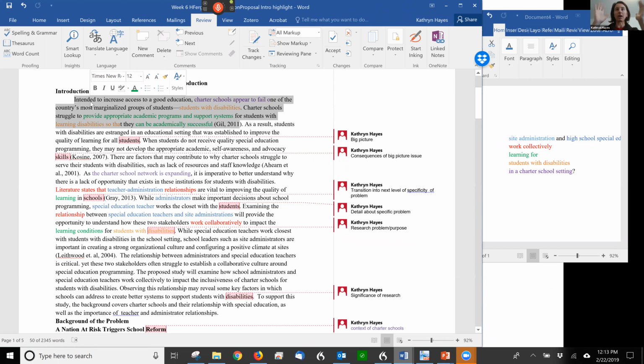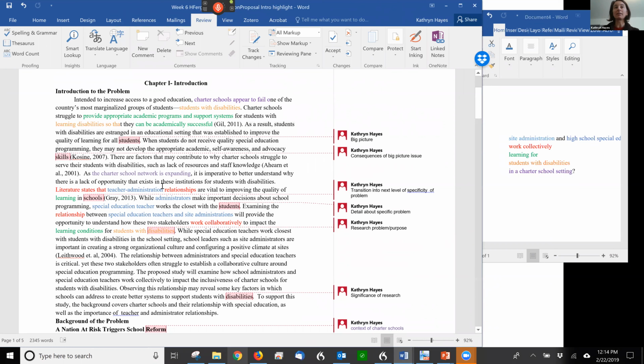As a result, students with disabilities are estranged in an educational setting that was established to improve quality of learning. And when students do not receive quality special ed, they may not develop the appropriate academic self-awareness and advocacy. So big picture of the problem, consequence of that big picture. You notice she has not yet introduced site administrators and high school special ed teachers working collectively, right? So she's introduced 3 of her topics in her research question, but not yet the final 2.